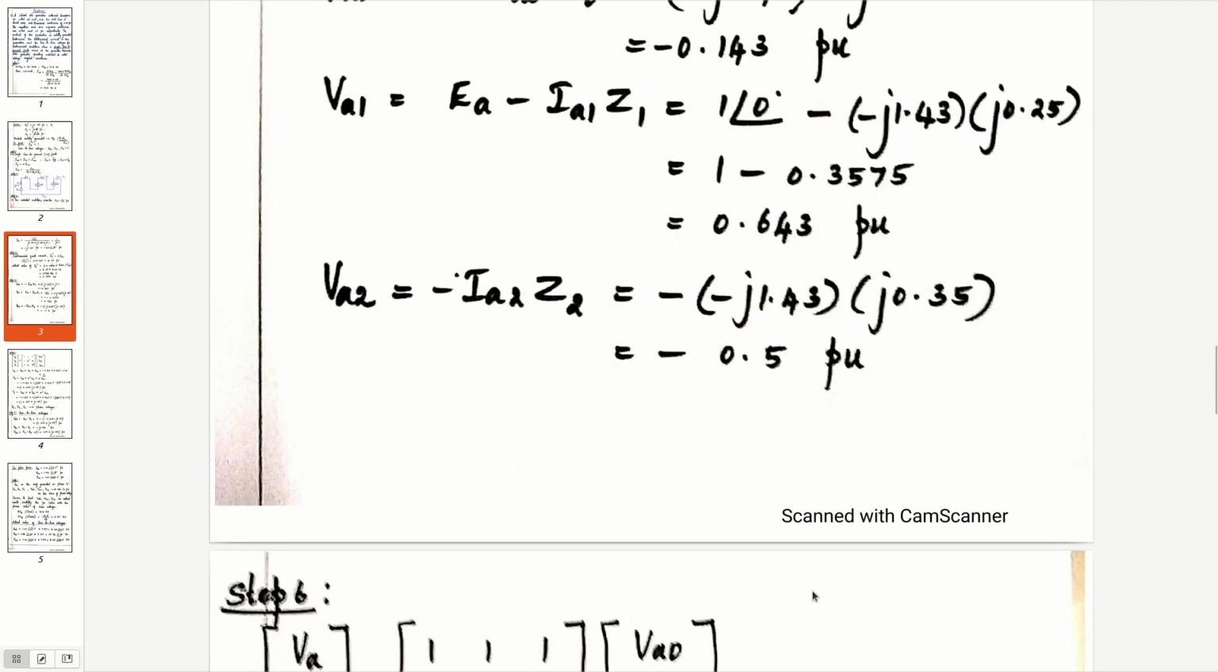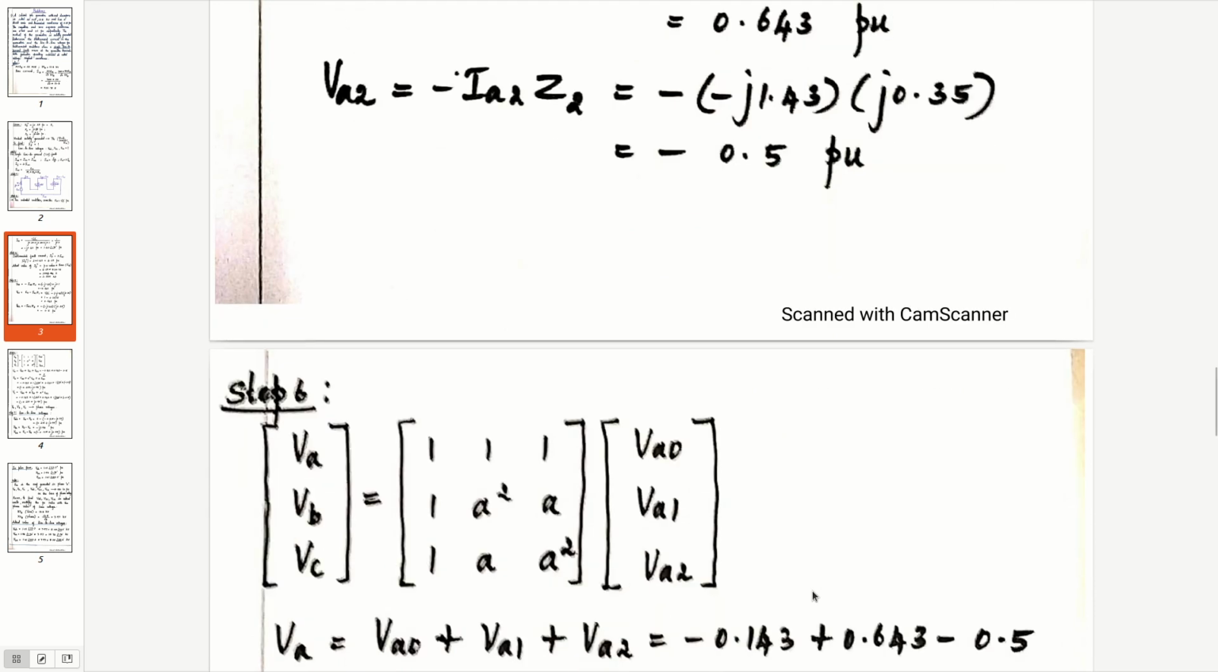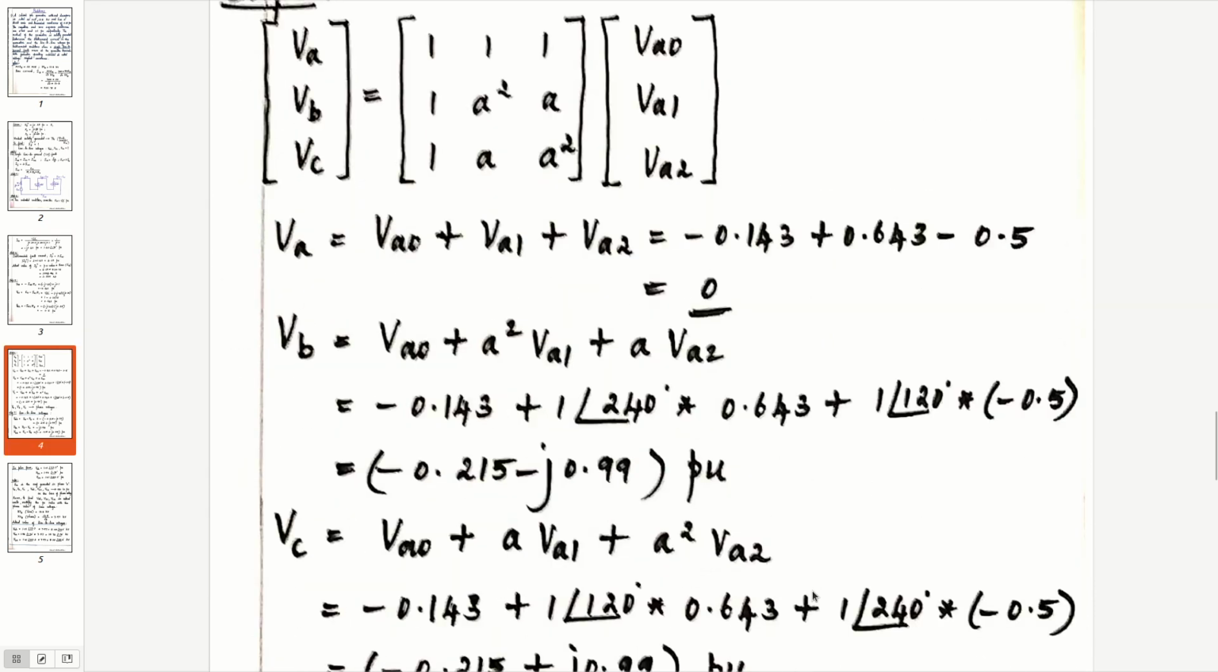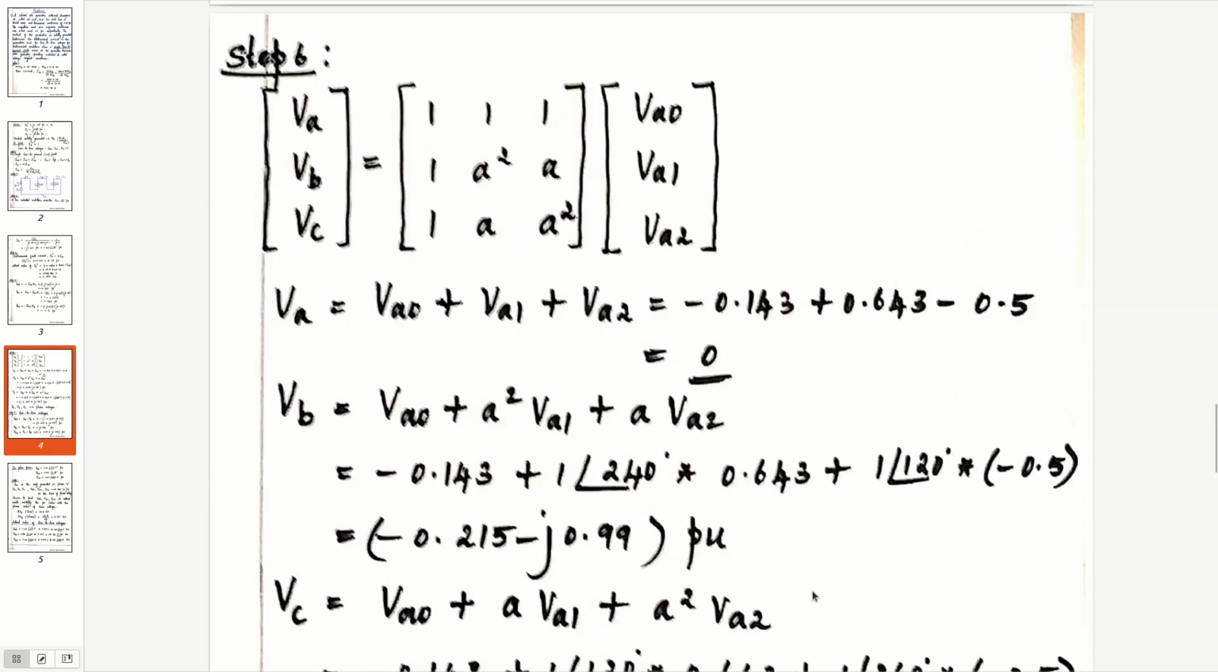Then step 6. So what is step 6? We have to calculate the original voltage phasors VA, VB, VC. Why do we want to calculate VA, VB, VC? Because in the problem they have asked to calculate the line voltages. What is line voltage VAB? It is VA minus VB, where VA and VB are the phase voltages.